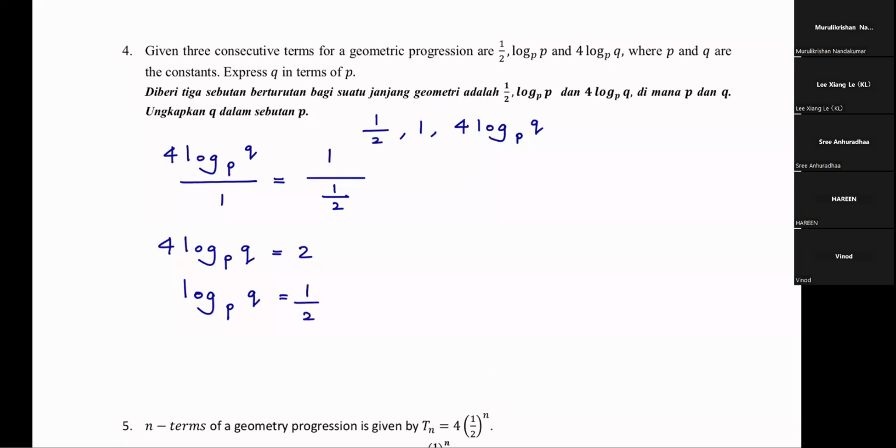The question asks express P. So change them. Log change to indices is 102 equals to Q. So your P is equals to Q square. Done. So this is your answer.